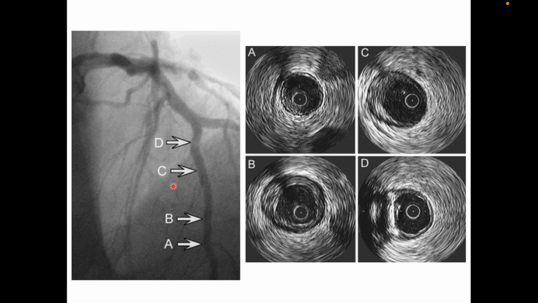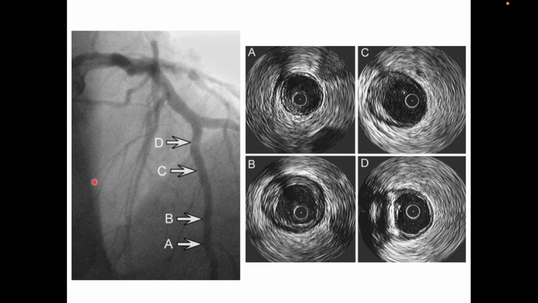But if you look at all these four areas which I have marked with A, B, C, D, we will discuss this later on, but you can see some plaque at A level. You can see quite an eccentric plaque here at level C. There's a concentric plaque here at level B and then at level D. So this is a diffusely diseased artery. This is not a normal artery.